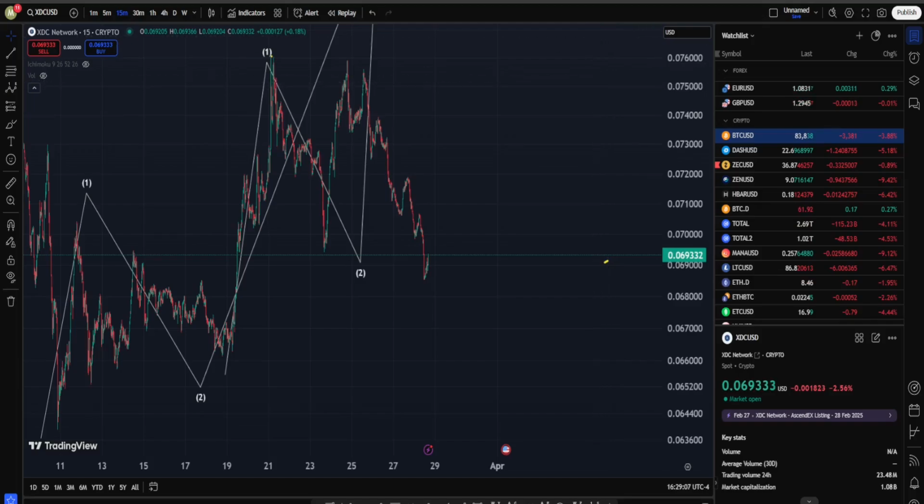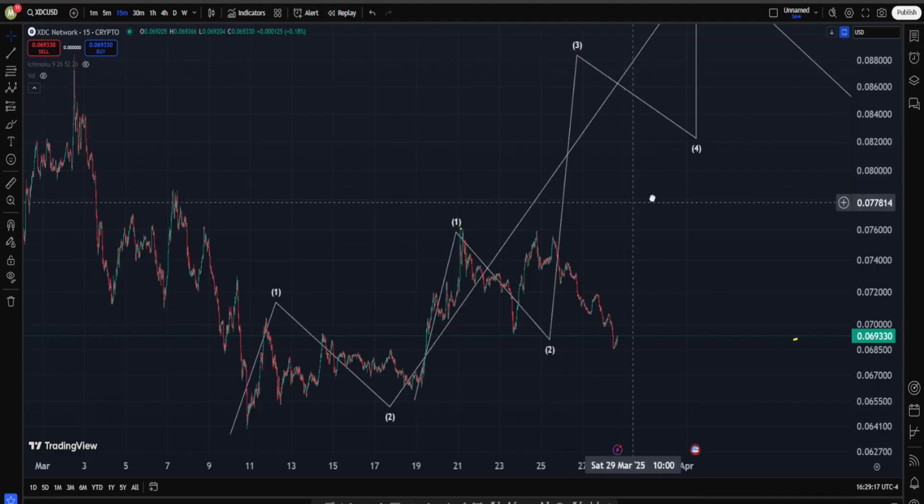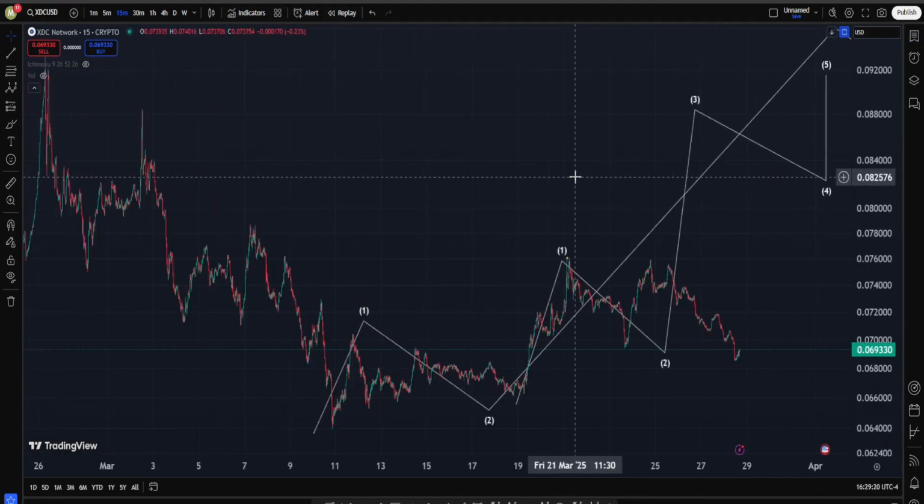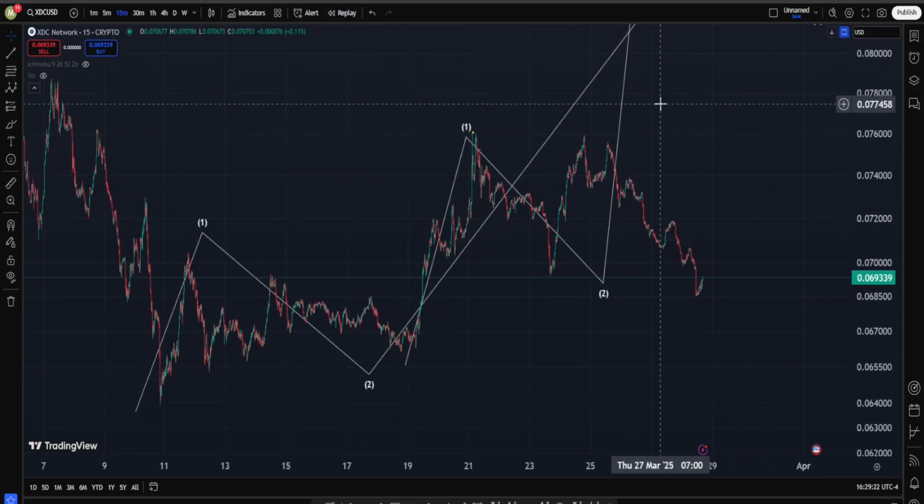In this update, we are going to check out XDC's price chart and see what is going on. As you can see, since the stock market and also Bitcoin went down, XDC also did the same. But I don't believe that right now, at least, we should be completely bearish.